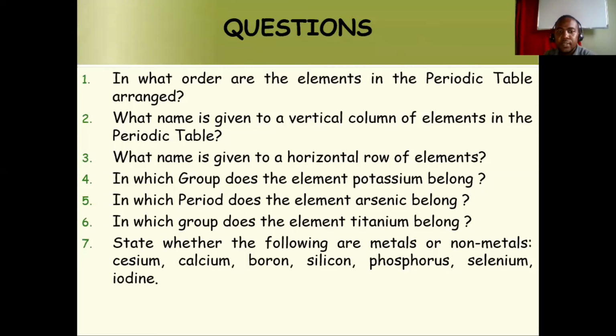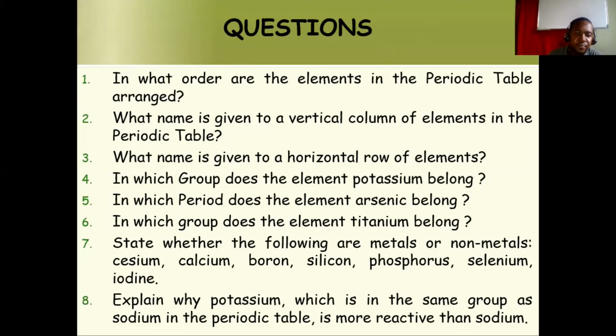Silicon, a metalloid. Right. Phosphorus, non-metal. Selenium, non-metal. And iodine, which is in group 7, is a non-metal.